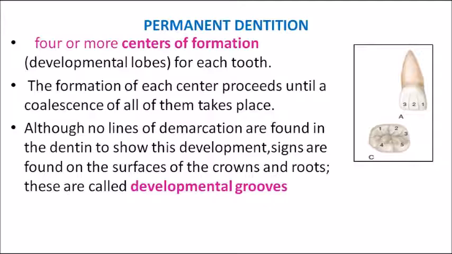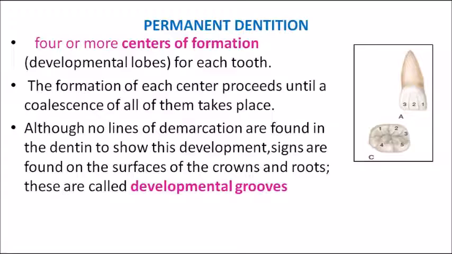Now talking about the permanent dentition, the minimum number of developmental lobes or centers of formation required for the permanent dentition is 4, or it can be more than that, but a minimum of 4 centers of formation is required for a permanent tooth. These centers of formation or developmental lobes proceed toward each other and there is a complete coalescence of them.